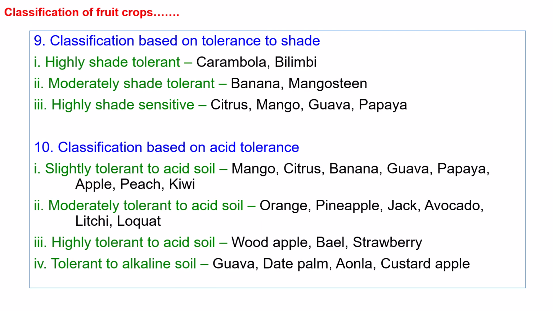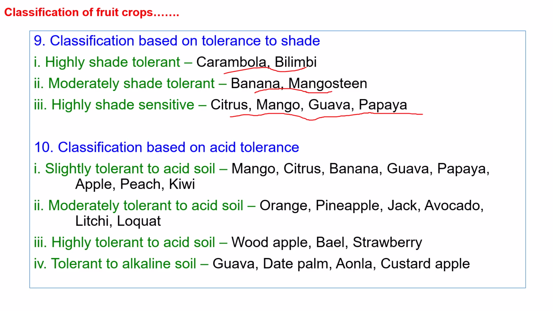Then classification based on tolerance to shade. So fruit crops like carambola and bilimbi are highly shade tolerant. Then slightly shade tolerant, examples banana and mangosteen. Then highly shade sensitive. So these are the fruit crops which are highly shade sensitive.